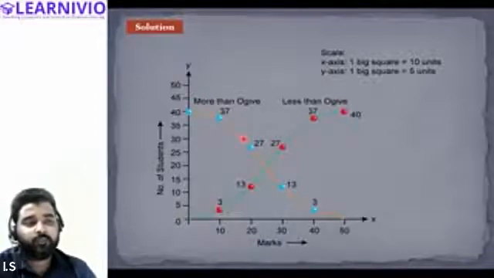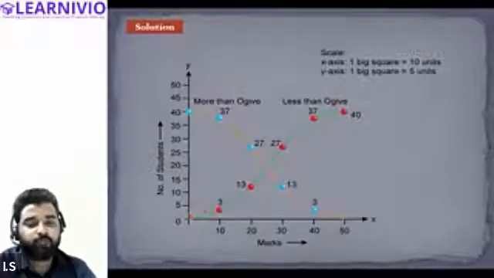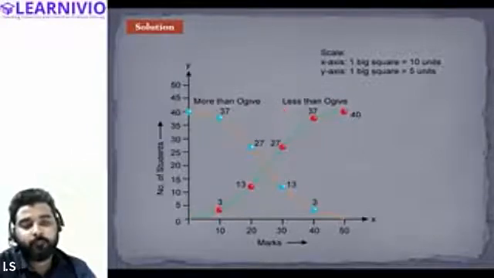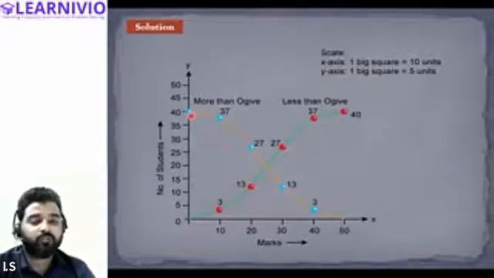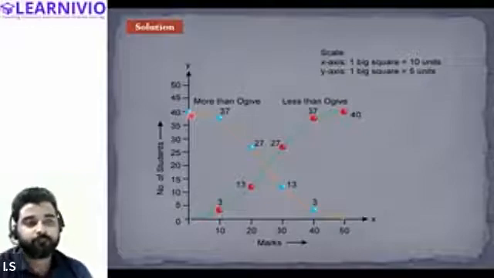So one thing that you will notice here is that the less than Ogive starts from the point of origin, and it moves upward from left to right, right? Yes, sir. The more than Ogive also moves from left to right, but it is downward sloping. So more than Ogive is always downward sloping, less than Ogive is always upward sloping, starting from the origin. Okay.